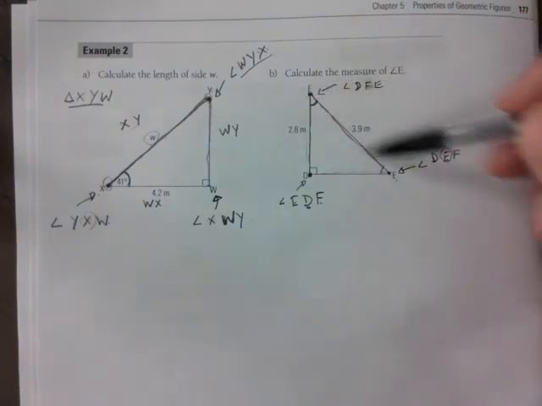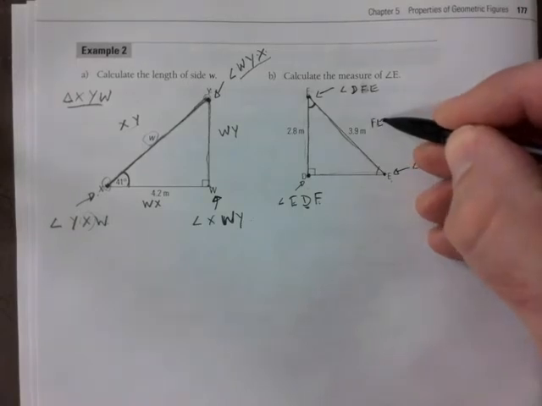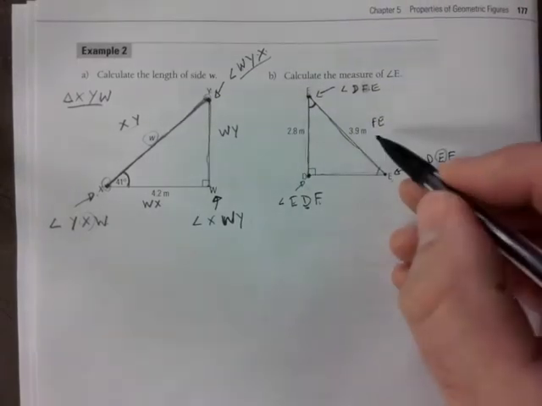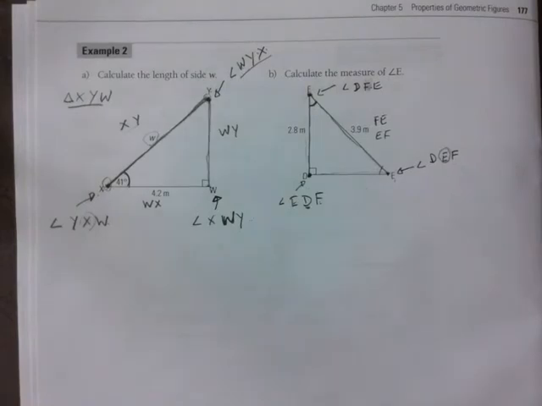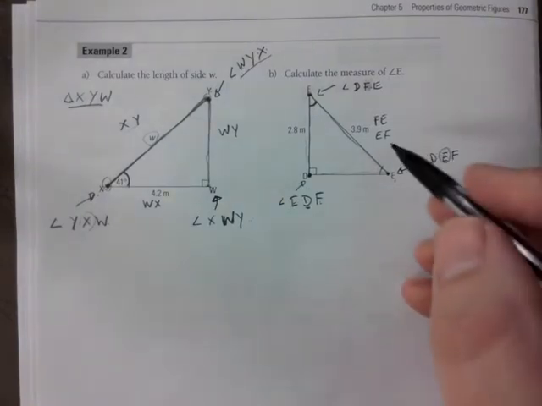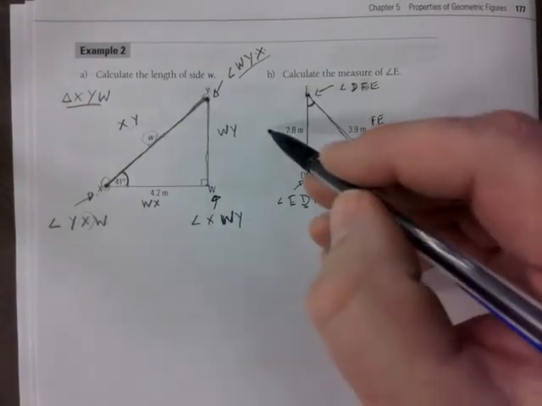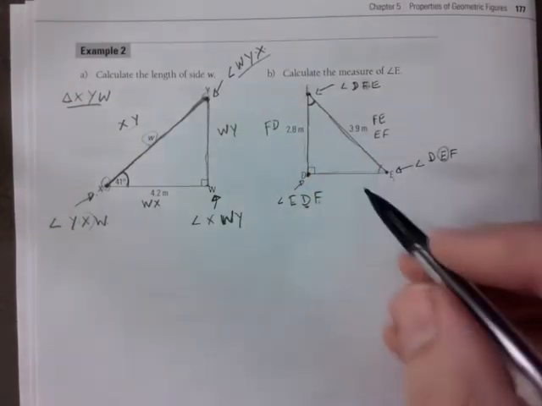And then here, F to E, right? Or side F. See? So either one will work. FD, and this would be DE.